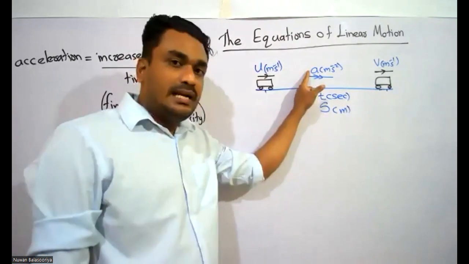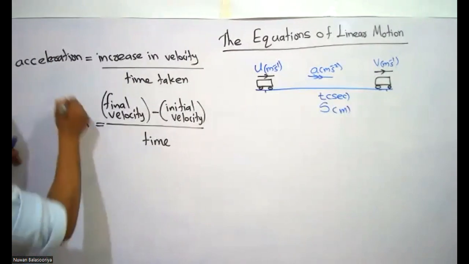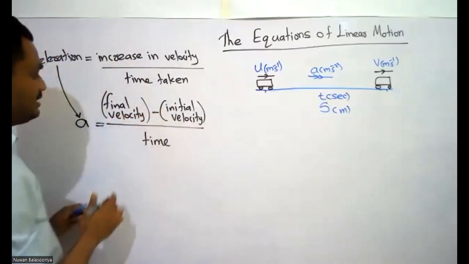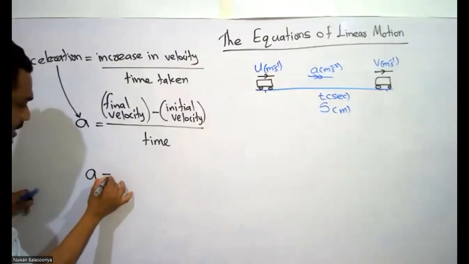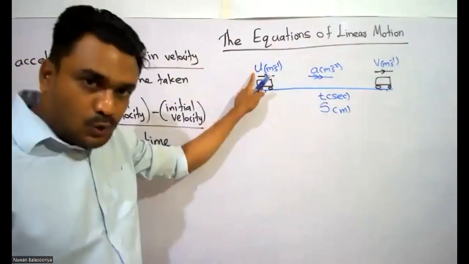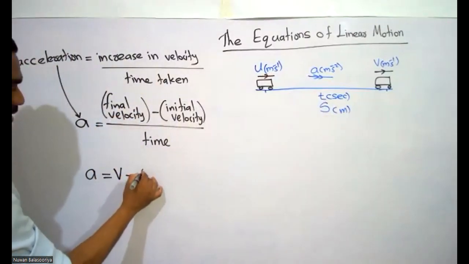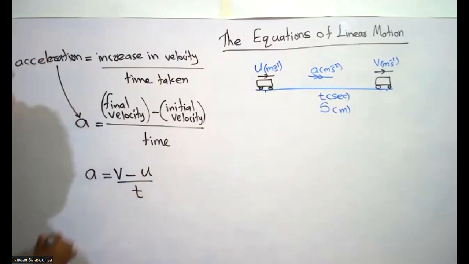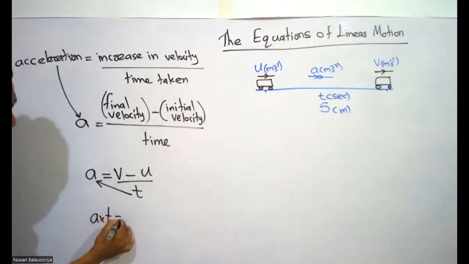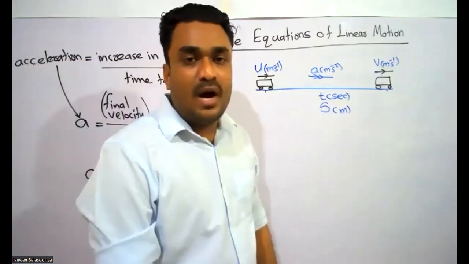Here, I have used the letter a for the acceleration. So acceleration a equals increase in velocity, meaning final velocity minus initial velocity, divided by time taken. So a equals (v minus u) over t, where final velocity is v, initial velocity is u, time taken is t. Let me take t to this side. Then I will obtain a times t equals v minus u.